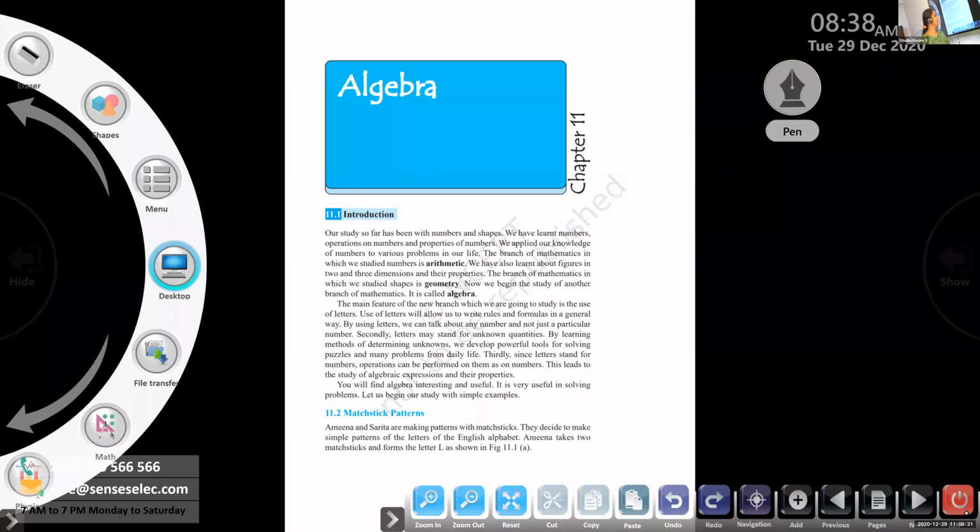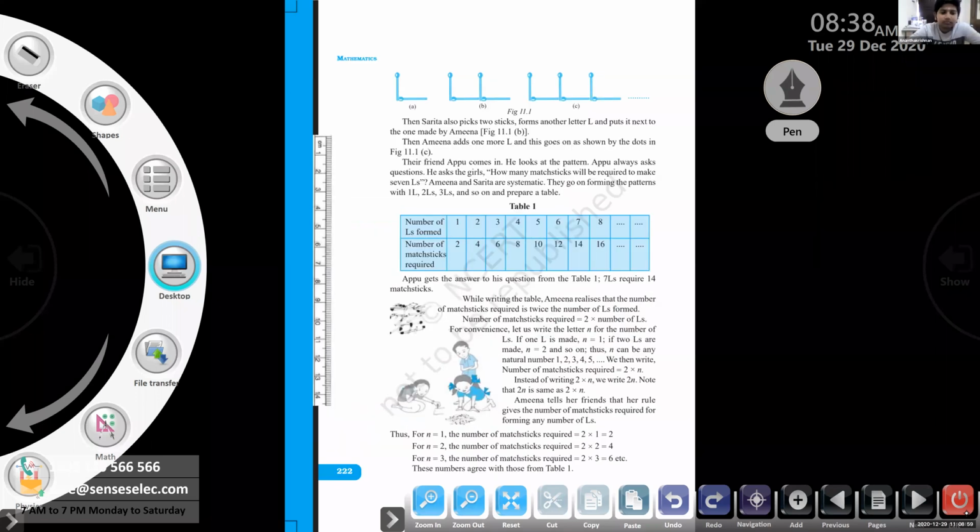So now, do you remember about algebra? It was our previous chapter, where we finished. We stopped and started MCQ revision, isn't it? Yes, ma'am. So, this is the chapter algebra. First we started with the matchstick patterns. So, this was our matchsticks.